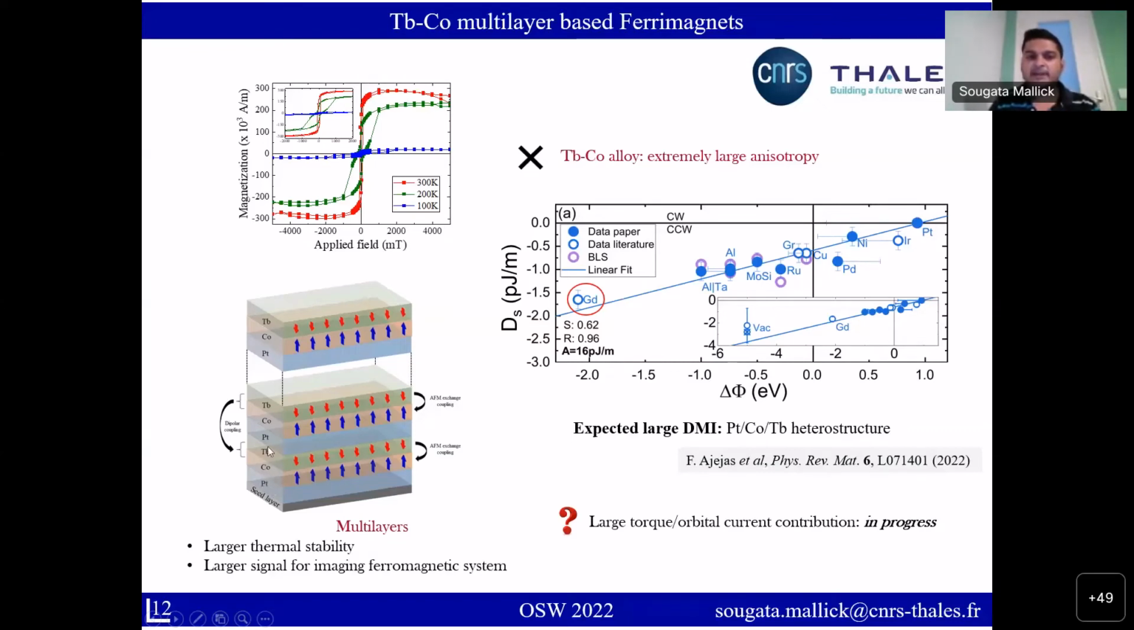So here basically we have cobalt, terbium, platinum repeated 5 times. Essentially, the cobalt terbium will be antiferromagnetically exchange coupled, and in between two cobalt terbium layers there will be dipolar coupling. The platinum will be in contact with cobalt, so it will provide the DMI to stabilize the skyrmions.